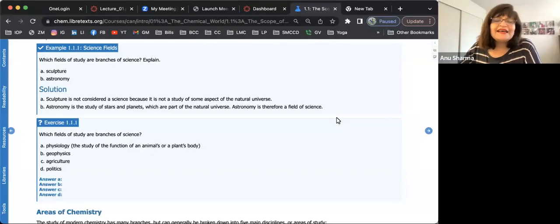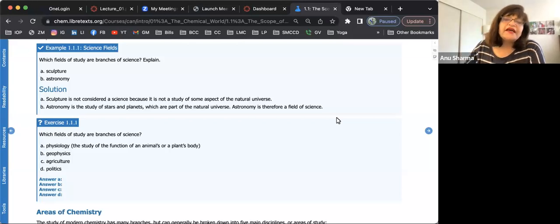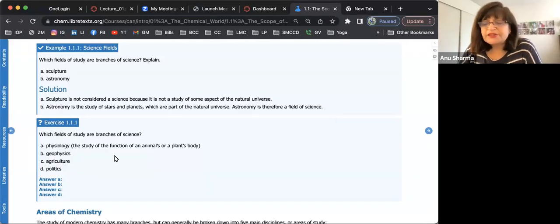Hi guys. Okay, so we are going to do the exercise problems from chapter one in the LibreText book. And this is the book by Tro. So the exercise problem 1.1.1.